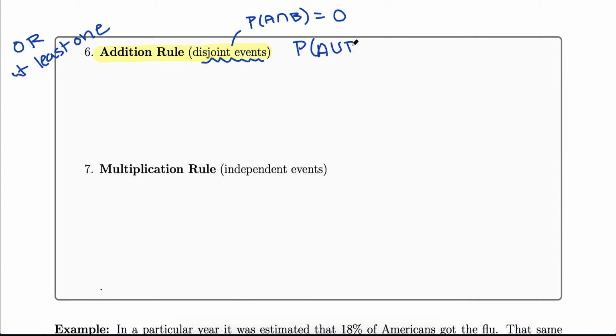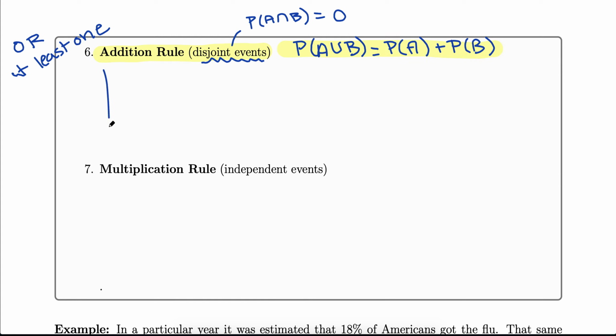A or B. Again, or because we're doing at least one or. We're going to add the two together. And then we're done. We don't need to subtract the overlap because there is no overlap when our events are disjoint. So there's our next formula.